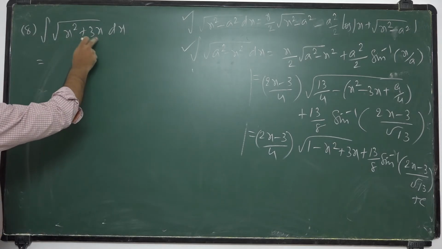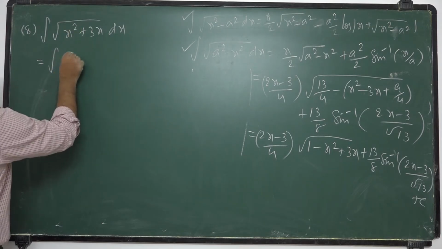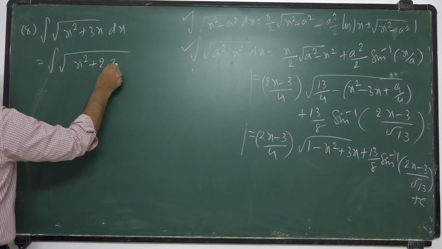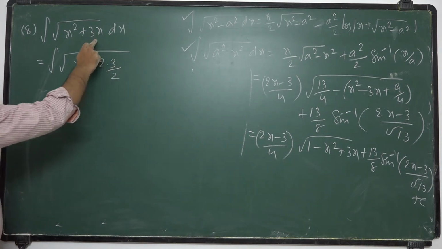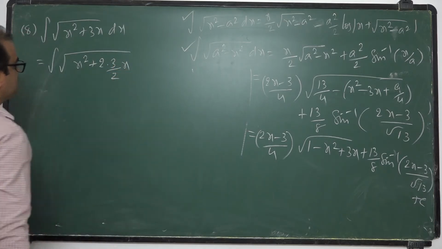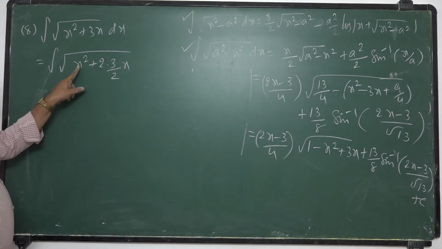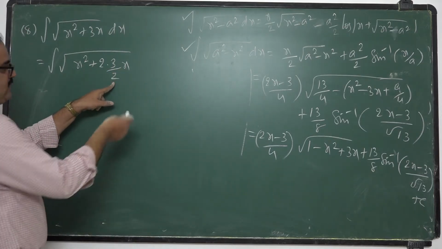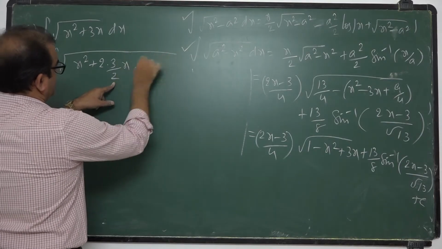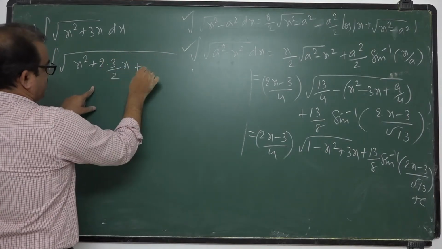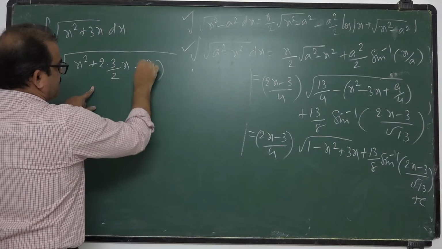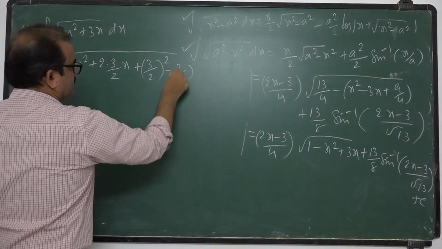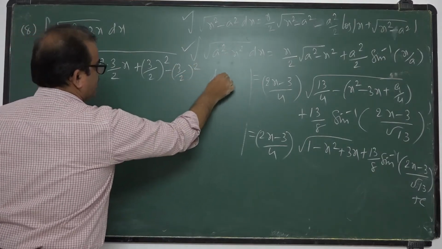Here also write it as a perfect square. Integral of root of, this is taken as 2 into 3 by 2. Write 3 as 2 into 3 by 2 into x. Now it is in the form of a square plus 2ab. When it is perfect square, if it is plus b square, what is b here? 3 by 2 plus b square, 3 by 2 whole square. If you add this, then you subtract, into dx.